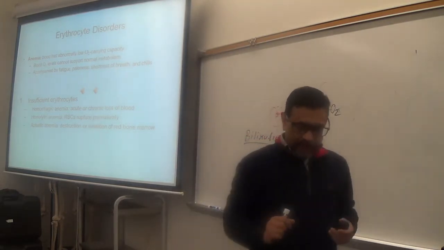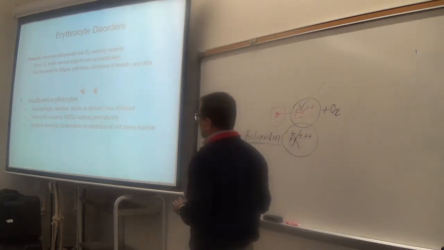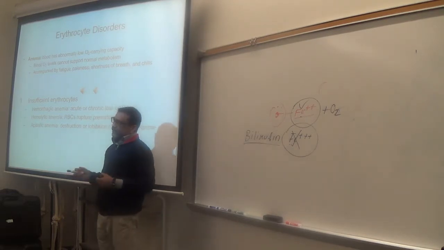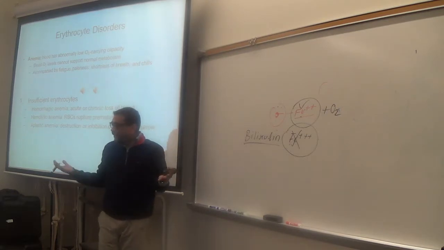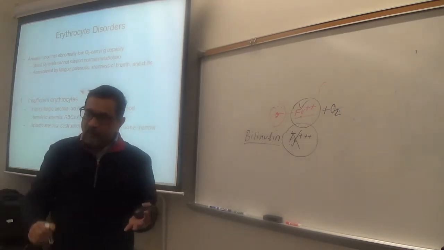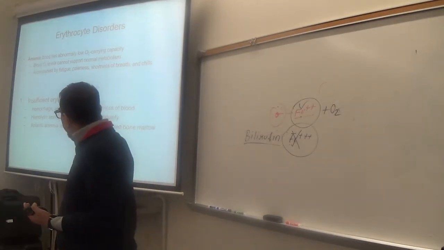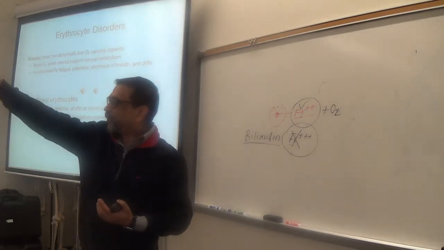Now, anemia can be classified into different types. One type of anemia is insufficient erythrocyte that I have mentioned. Erythrocyte means red blood cell, right? So, lower number of red blood cells. Now, what can cause decreased red blood cell count?